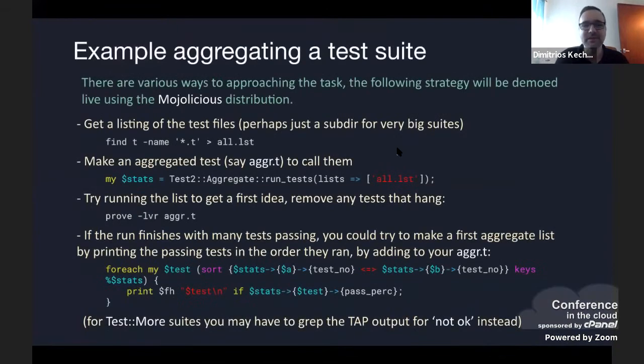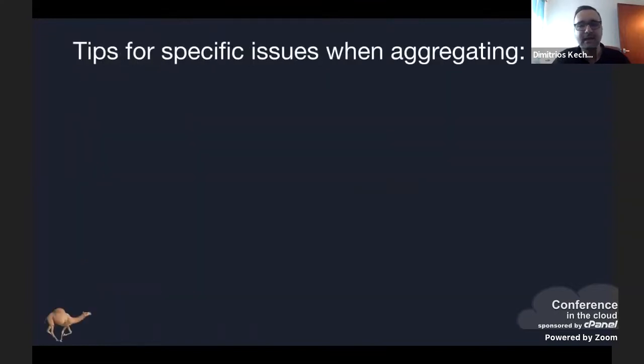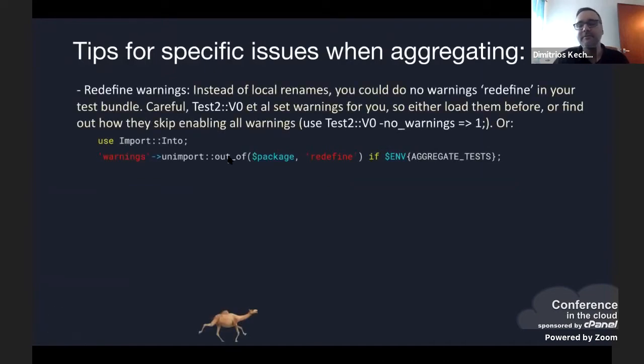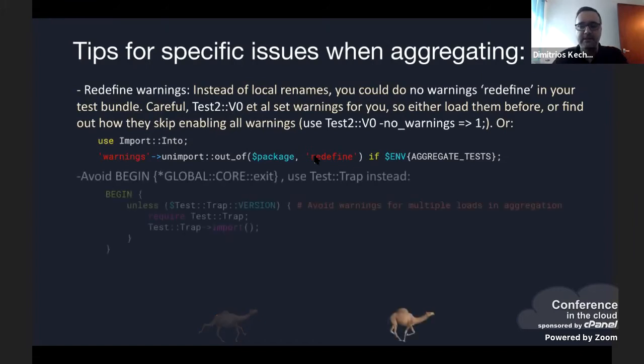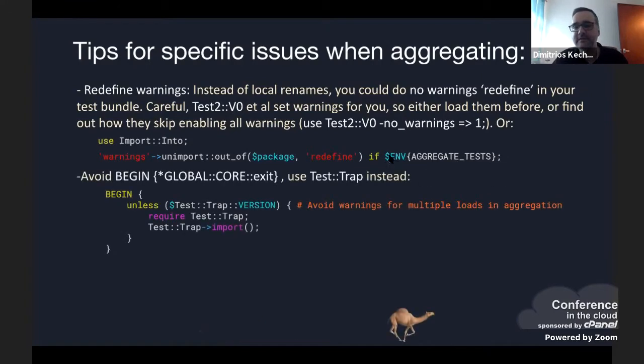So yeah, this is the process I followed. There are many approaches to how to integrate the tests. I can add some tips for specific issues you might have when aggregating. So if you use common names for subs in your tests, you might hit a lot of redefined warnings. One way to deal with them is at the level of your test bundle. The way we do it is use Import::Into. And this environment variable is provided by Test2 aggregate, so it only applies to those tests.